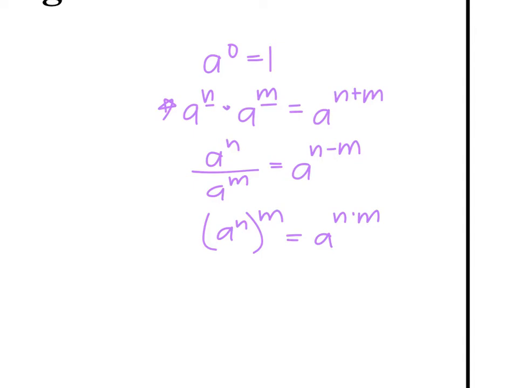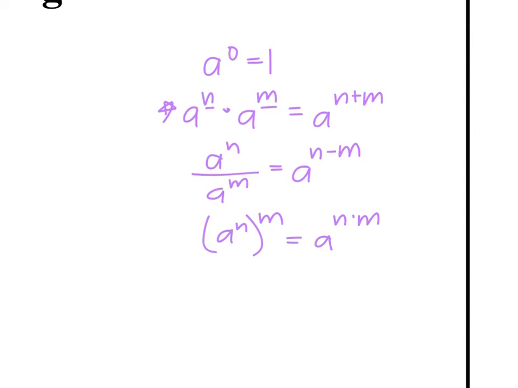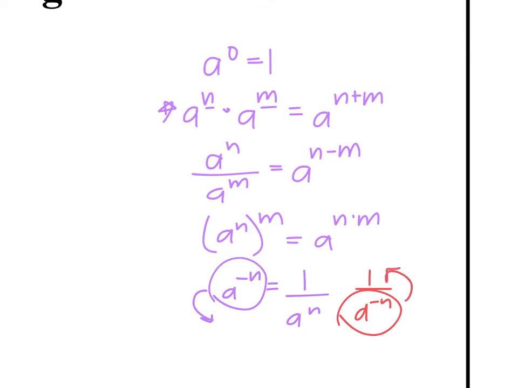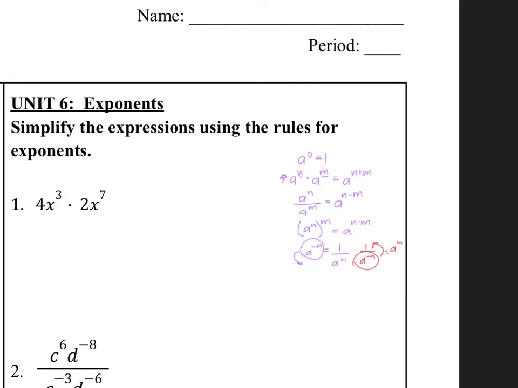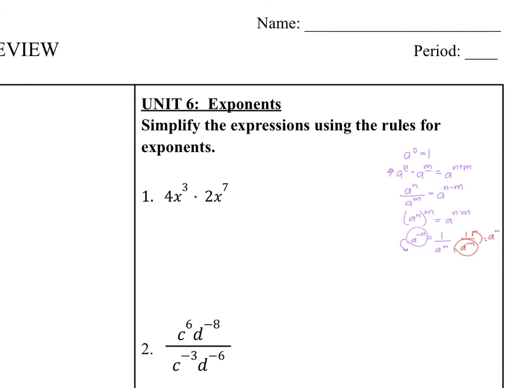And lastly, if I have anything to the negative exponent, like a to the negative n, I'm going to flip that down to the bottom and make this 1 over a to the n. Likewise, if I had a negative exponent in the denominator, like 1 over a to the negative n, you're going to flip that to the opposite side, and that's going to become a to the positive n in the numerator. So now that we have our basic properties laid out, we can go ahead and do our examples for this section.